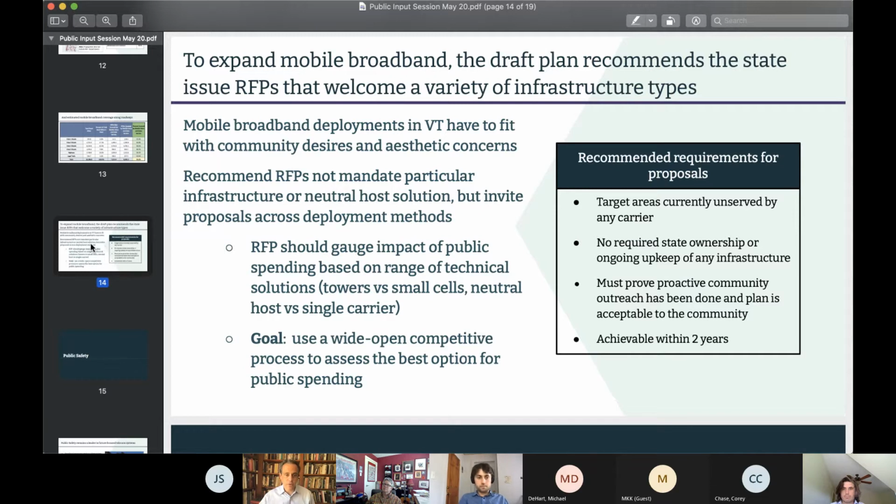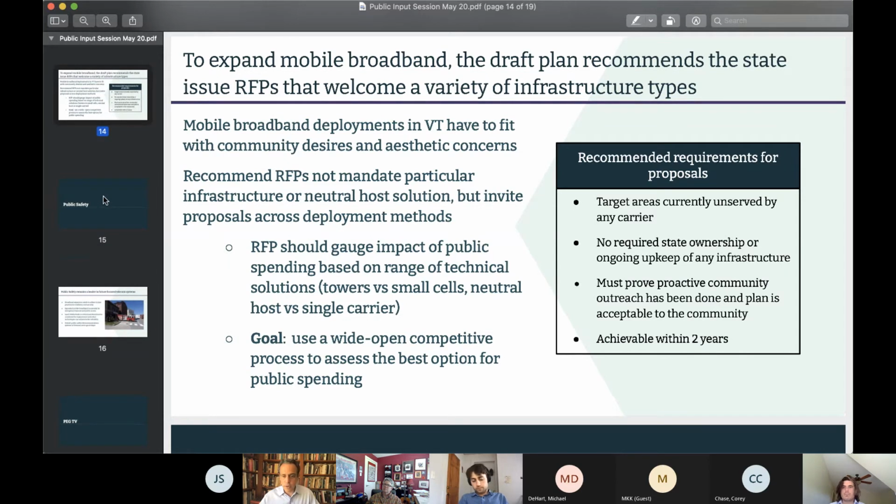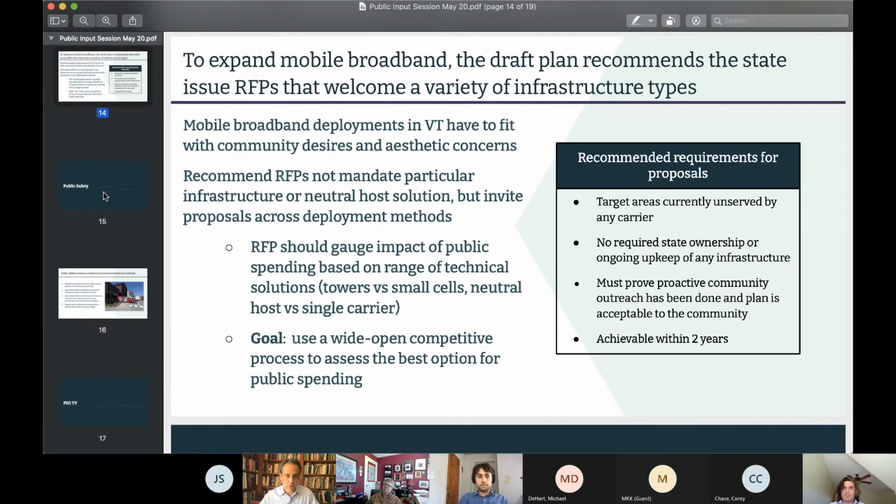So we set up, as you will see here, a mechanism for an RFP to encourage providers to come to the table, and what kind of parameters to put around that kind of funding offering if the state so chose to go down that route in order to solve the cell coverage challenge.